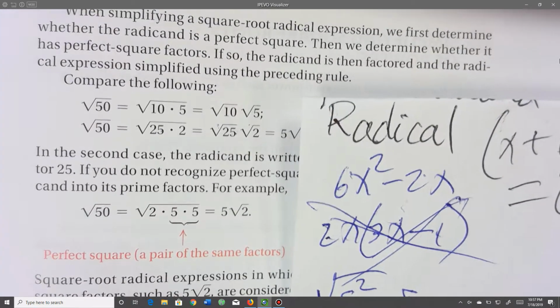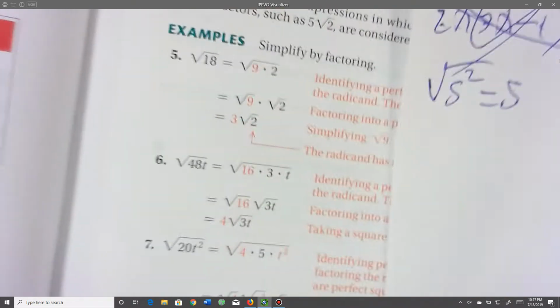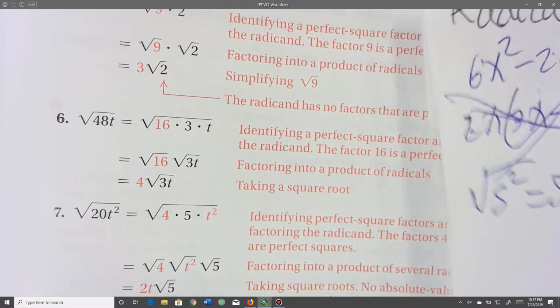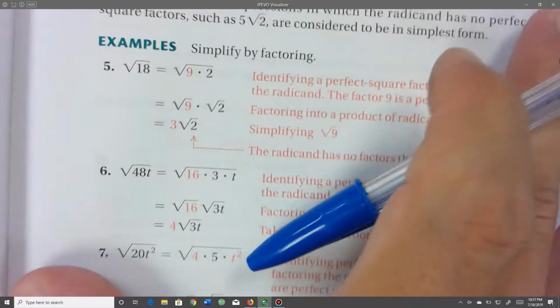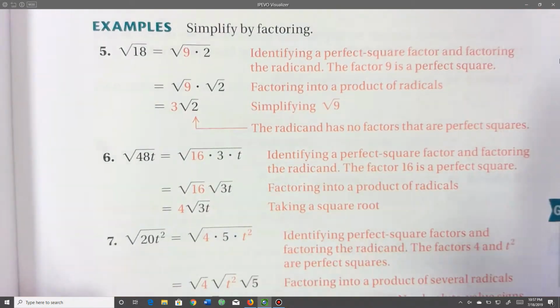Okay, anyway, let's continue here and see if we can study that even further.